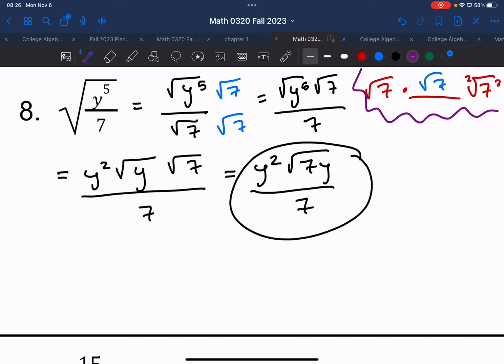Again, this is just a note off to the side. Okay. Any questions on how I got that answer?